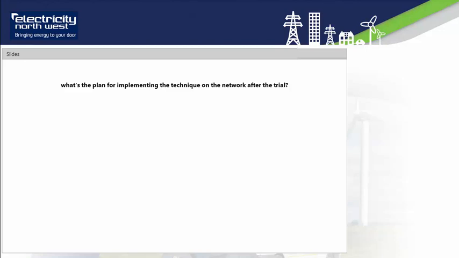It's worth pointing out that the buy list will include all techniques, on some of the other DNOs' projects, including WPD's Flexible Grid project as well.